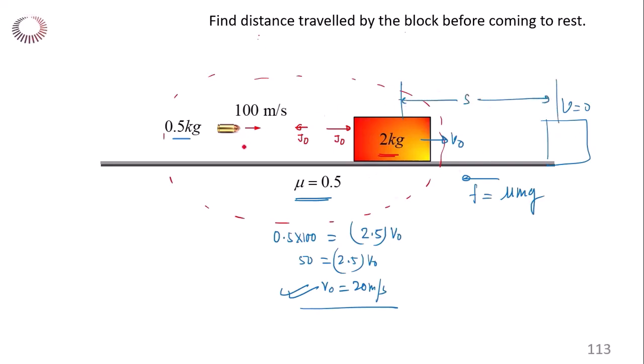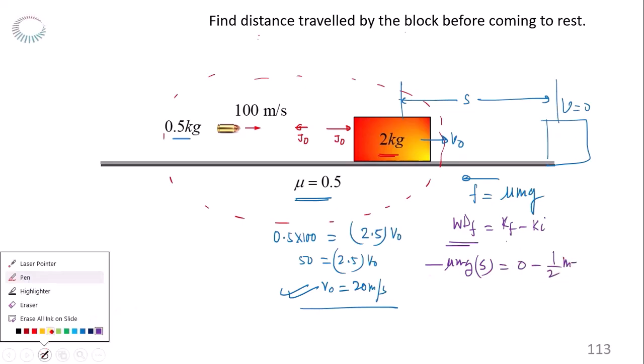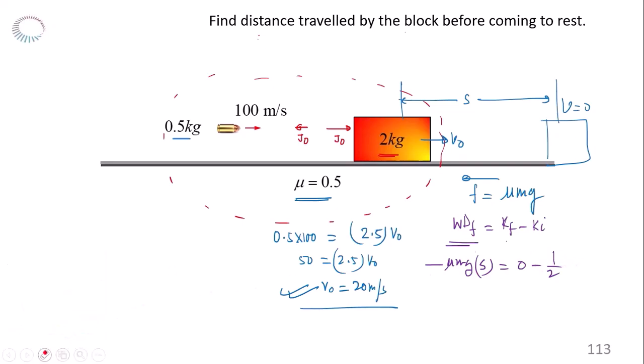Now we have to apply the work energy theorem. Work done by friction should be equal to final kinetic energy minus initial kinetic energy. The work done by friction is minus mu mg into s, and that should be equal to the final kinetic energy, which is 0, minus the initial kinetic energy, half into 2.5 into 20 square. The mass m here is 2.5, because the total mass of the system is 2.5.